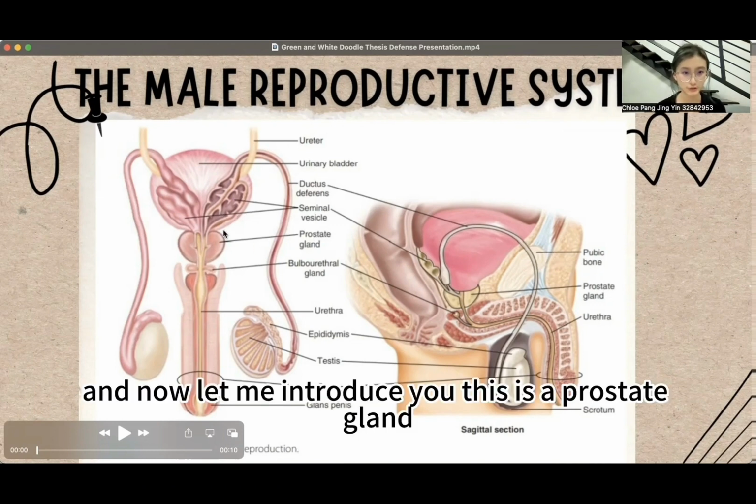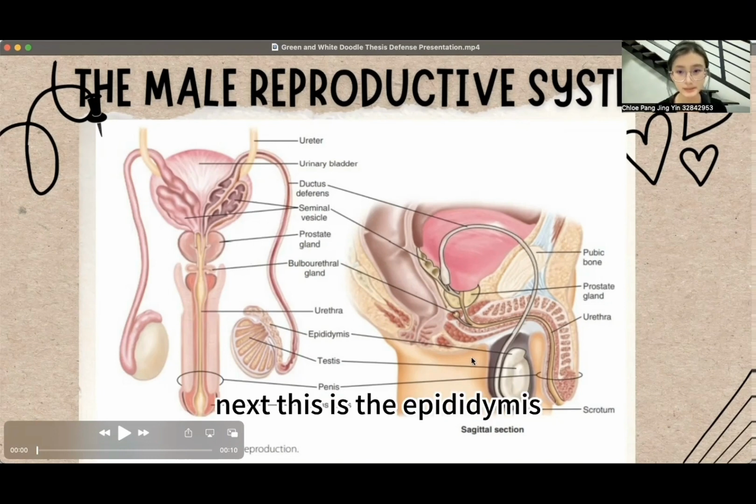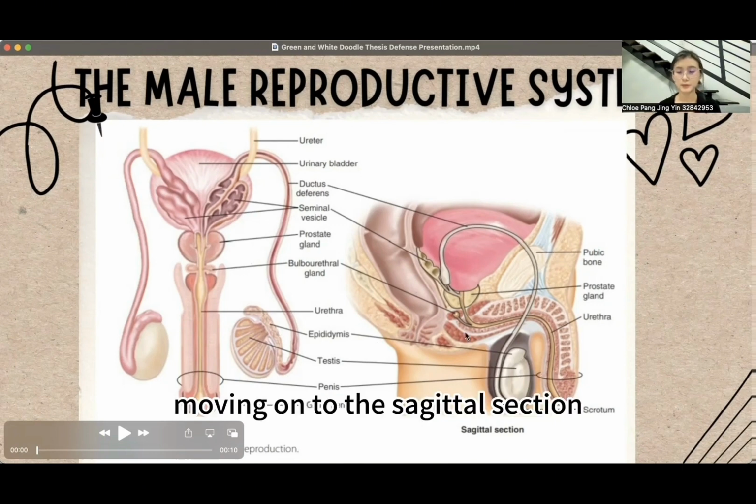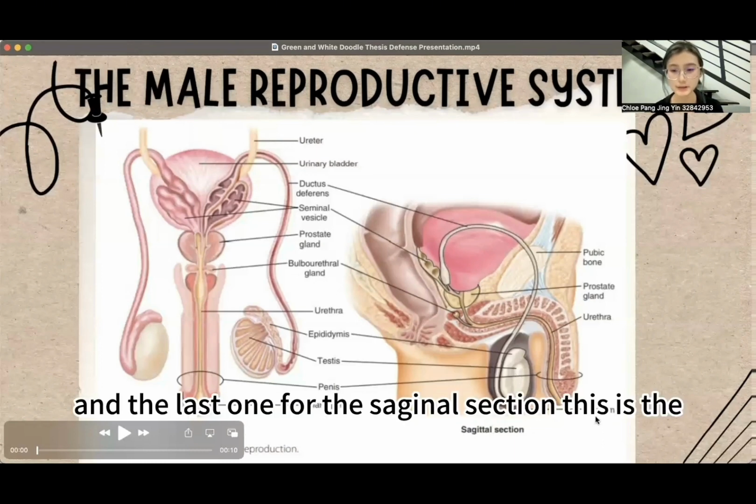And now, let me introduce you, this is the prostate gland, and this is the urethra. Next, this is the epidermis, testis, penis, and this is the glans penis. Moving on to the sagittal section, this is the pelvic bone, and this is the prostate gland, as I mentioned just now, and this is the urethra. And the last one for the sagittal section, this is the scrotum.